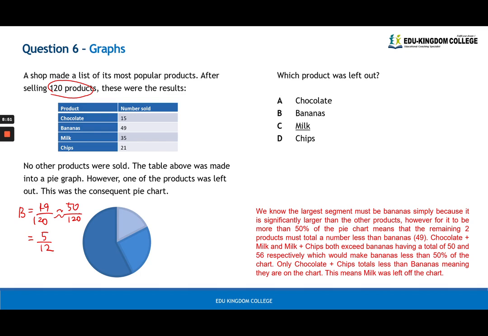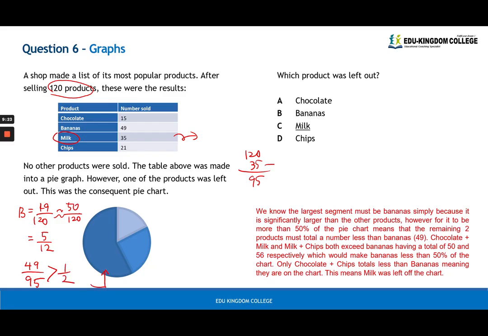So if we took milk out, for example, if I took one of them out, it will no longer be over 120, right? So for example, if I took milk out, 120 minus 35, that's 95, right? So then it'll be 49 over 95, which is definitely bigger than half. And that's why this would work, okay?